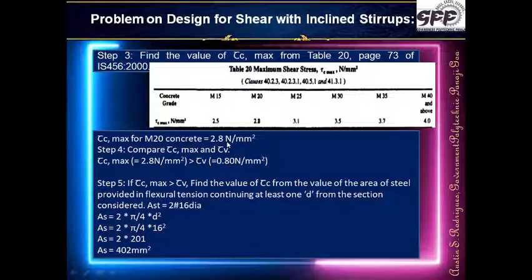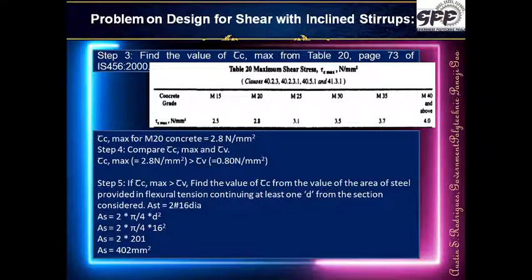Immediately we go to step number 4. Step number 4 says compare tau c max and tau v. Tau c max is 2.8. Tau v we have calculated earlier is 0.8. So tau c max, which is 2.8 Newton per mm square, is greater than tau v, which is 0.8 Newton per mm square.